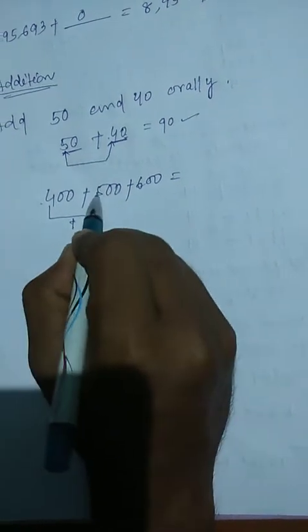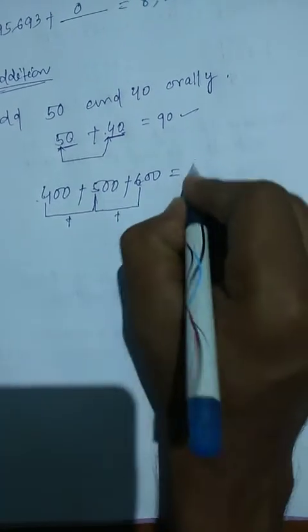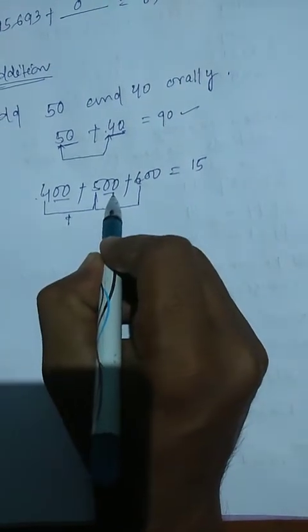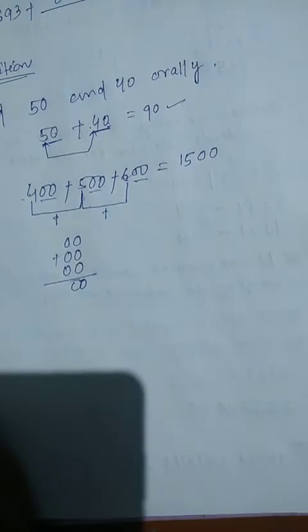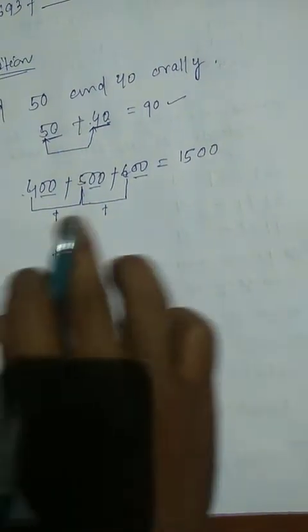4 plus 5 became 9. Then 9 plus 6. 4 plus 5, 9 plus 6, 15. Then 00 plus 00 is equal to 00. Then again 00 is equal to 00. So like this, 00 plus 00 plus 00, the result also became 00. Okay, so no need to do that.